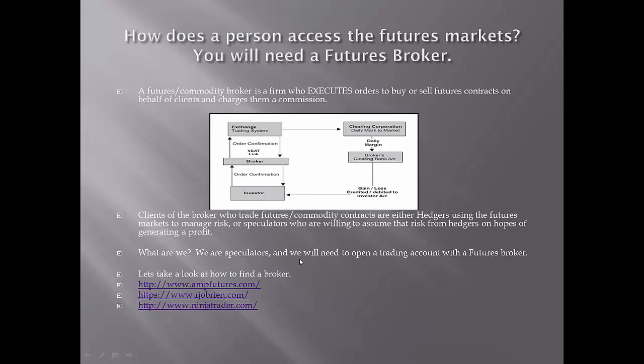We are the speculators, and how we get access to the markets is we need to open a futures broker's account. I've just got some links down here of some futures brokers. We have AMP Futures, we have RJO O'Brien, and we have Ninja Trader. So there's some links that you're more than willing to go and have a look at, and the process of opening a trading account is within those links.